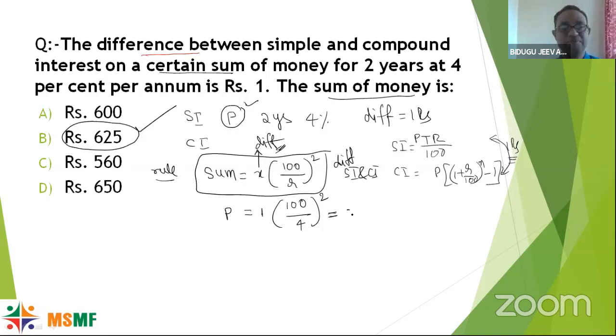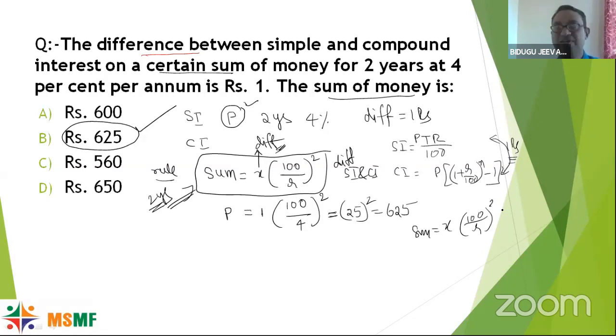That is 25 whole square, which is 625. It is a rule exclusively for 2 years. For 3 years, shall we keep 3 here? No, there is some other rule, like sum is equal to x into (100 by r) whole square into (3 plus 100 by r). This is an extra rule; of course, we will discuss all these things later. Fine, 625, right? So let me move to the next question. Hope you people have started participating.